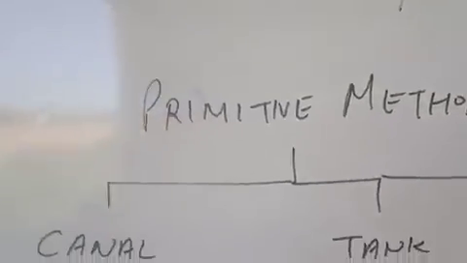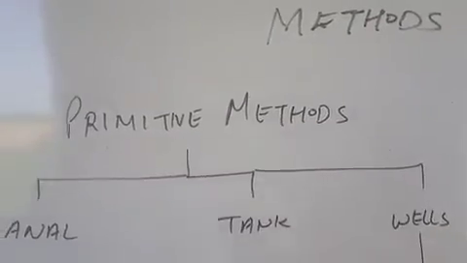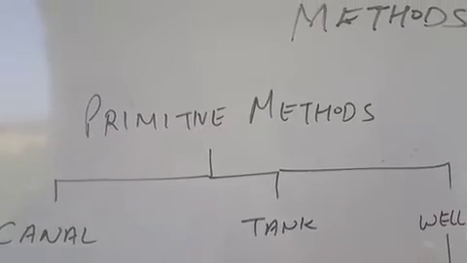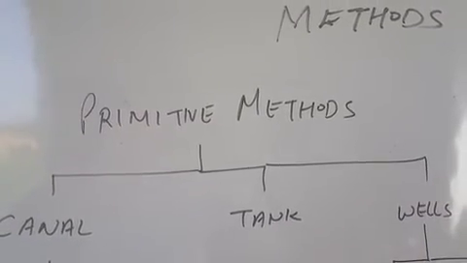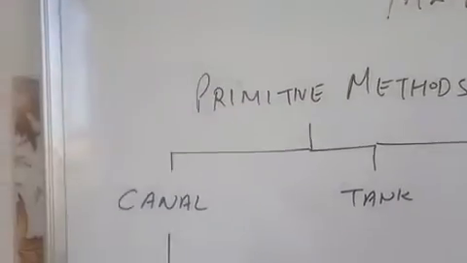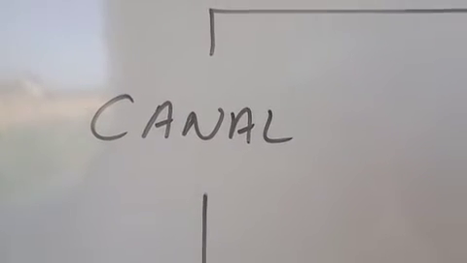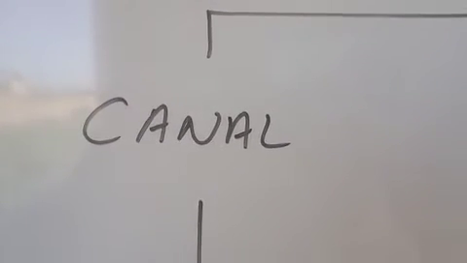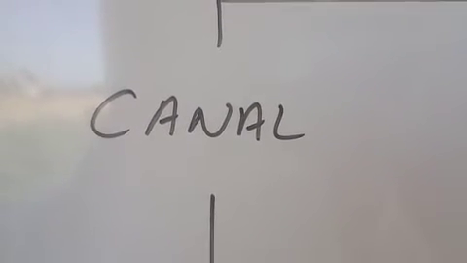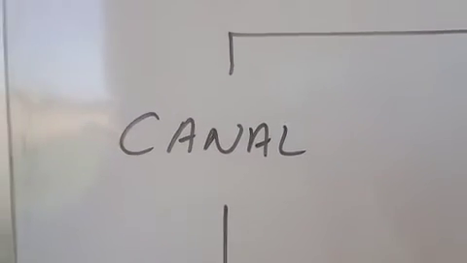The primitive methods are those that were used when there was no technology, when there were no machines. The first was canal. This was the first and biggest point we need to read. The canal system was invented centuries ago. Through this system, the water was diverted from the perennial river towards the villages and the streams.